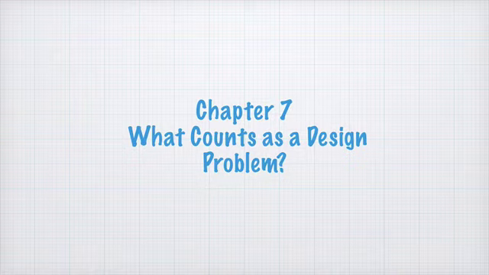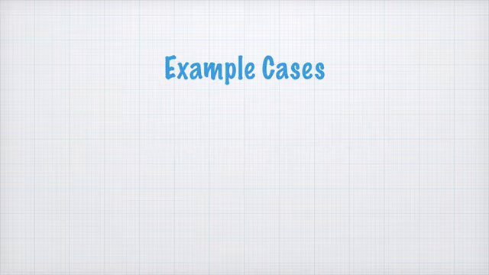What Chapter 7 does is show you examples of design problems. So very briefly, I just want to go over some of those that are presented in Chapter 7 for you, just to point out some of the high points or highlight some of the important aspects of design problems. So what counts as a design problem? What counts as a morally problematic design? So we're going to look at 3 example cases.